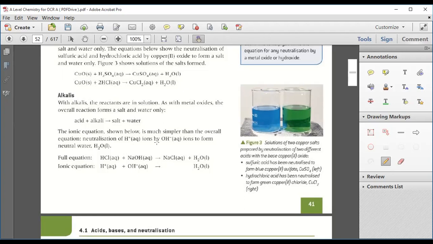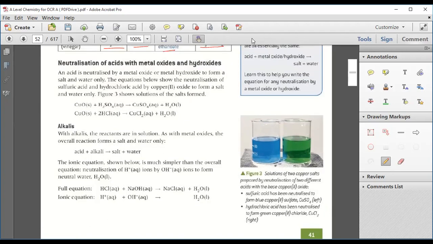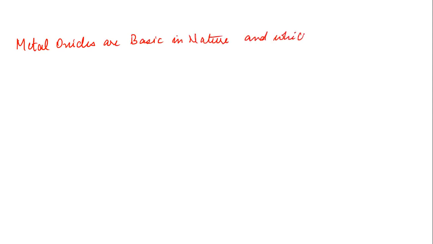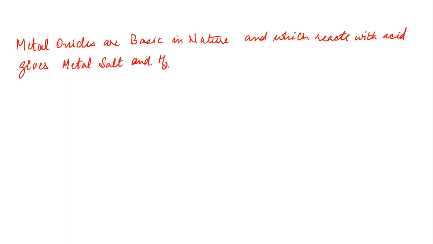Okay. Now we'll see how these two reactions are going to form. Metal oxides are basic in nature, and when they react with acid, they give metal salt and water.